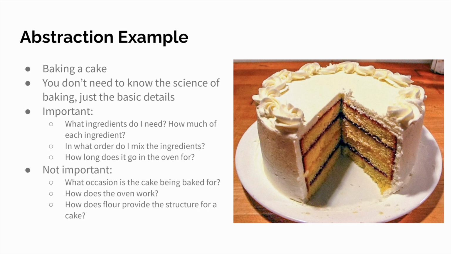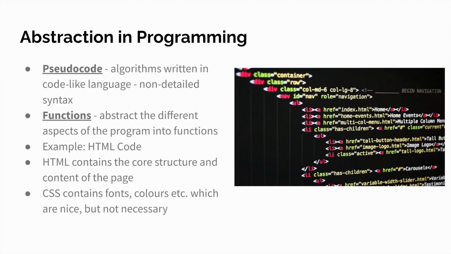What you don't need to know to make a cake is what occasion it is being baked for. How does the oven bake the cake? How does it work? How does flour provide the structure for the cake? Those are unnecessary details. If you were tasked with baking a cake, you wouldn't need to know the answer to those questions to bake a cake. So this is abstraction in practice in the real world.